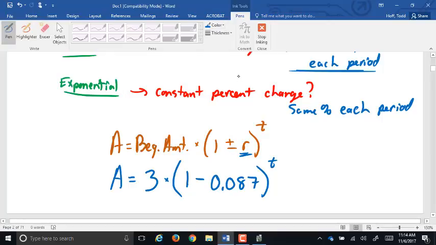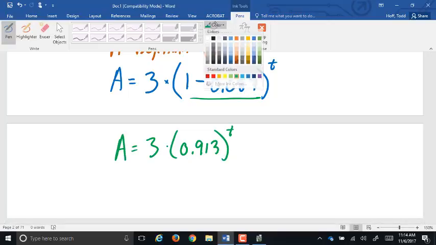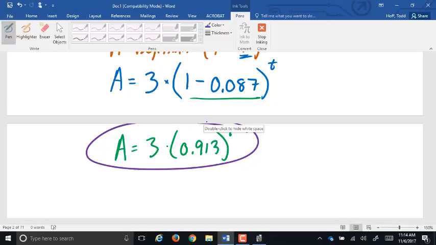So we can simplify this a little bit. I'm going to combine the 1 minus 0.087 to give me 0.913 to get our model. Any questions on where that model came from here? Okay.